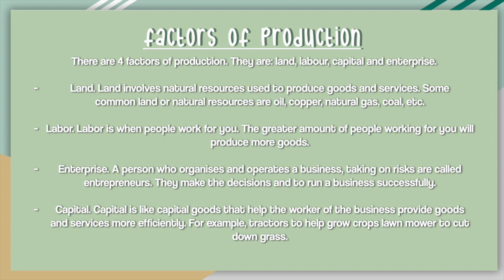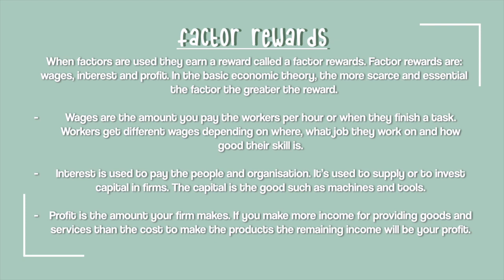Capital can be the money that companies use to buy resources, as well as the physical assets companies use when producing goods or services. Capital is an important factor of production, since it's what allows labor and land to be purchased. When factors are used, they earn a reward called factor rewards. Factor rewards are wages, interest, and profits. In basic economic theory, the more scarce and essential the factor, the greater the reward.